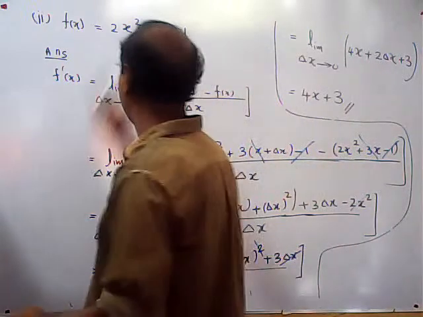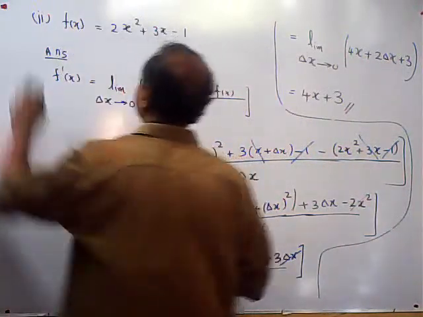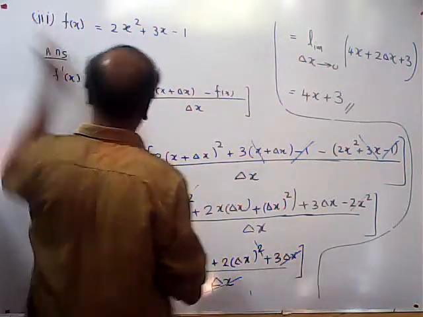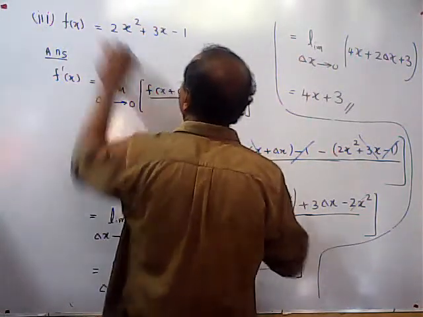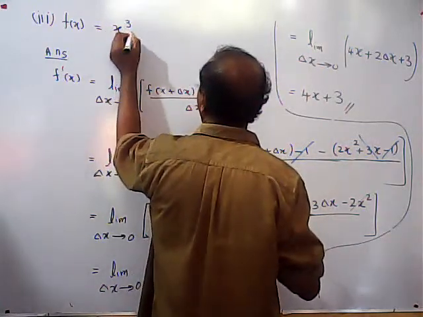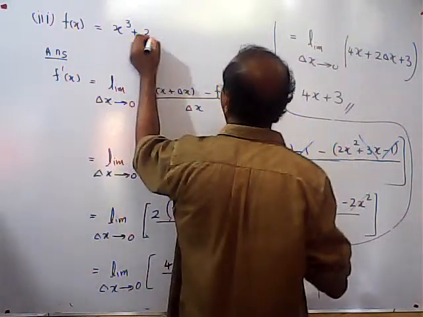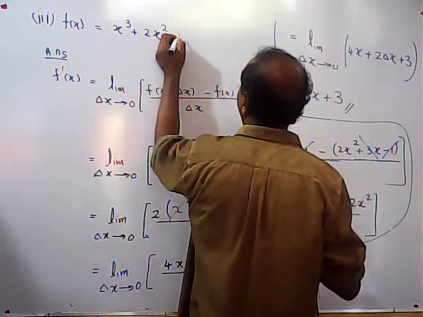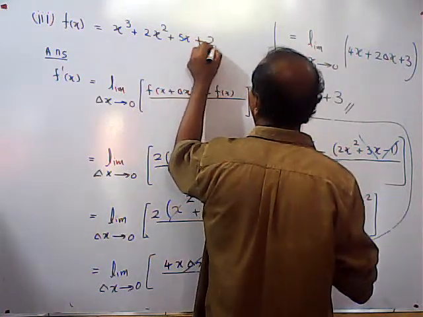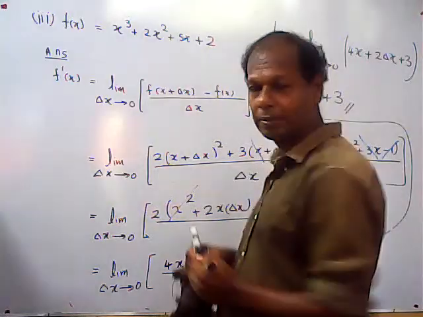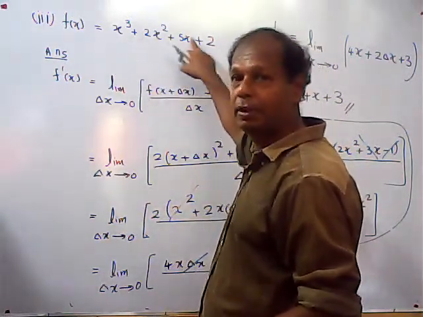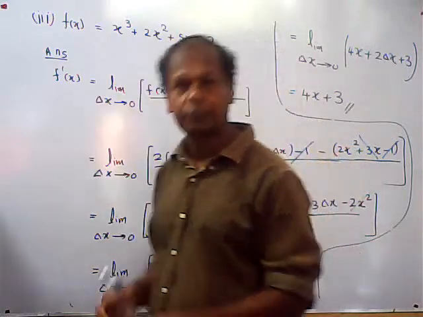You can finish this and, like, the third example, we will calculate another. Number 3, x cube plus 2x squared plus 5x plus 2. Third example, f x is x cube plus 2x squared plus 5x plus 2. You have to find f dash x.